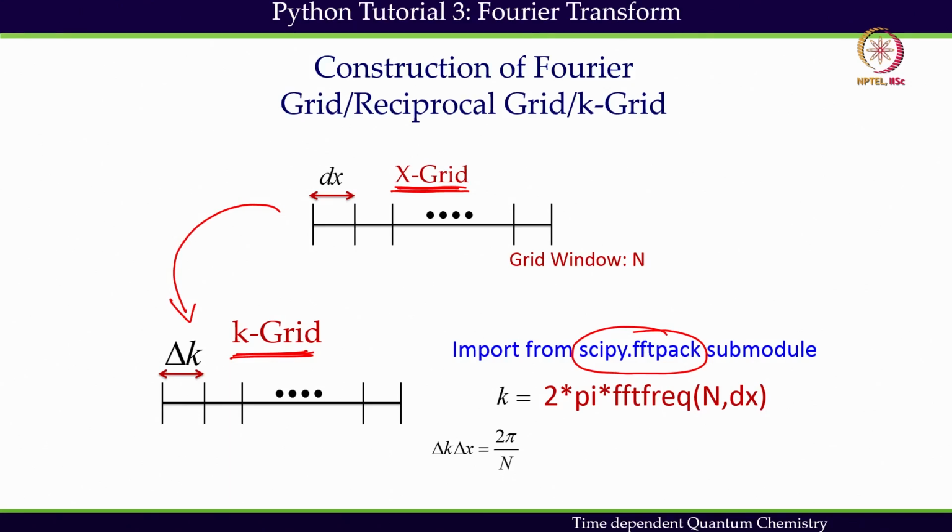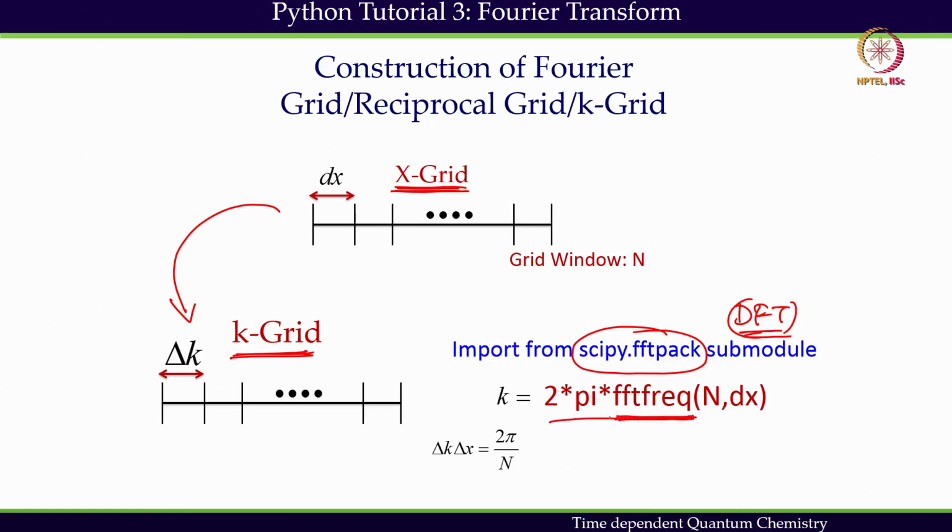So, what we have seen is that this FFT FREQ functionality of SciPy FFT pack can actually convert X grid to K grid and is taking care of all the necessary requirements imposed by discrete Fourier transform, DFT. Discrete Fourier transform has certain requirements and it is fulfilling the requirements. It's doing the job in the background for us, and is giving me the K grid points.